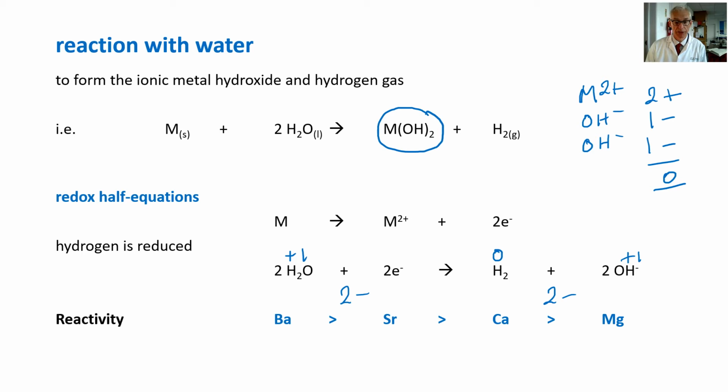You may have seen barium, you may not have seen barium's reaction with water, but you almost certainly will have seen calcium's reaction with water. It gets pretty hot, quite hazardous, and magnesium, slow bubbling. So there's a clear trend in reactivity in group 2. At the bottom of the group, barium, far more reactive than at the top of the group, magnesium.